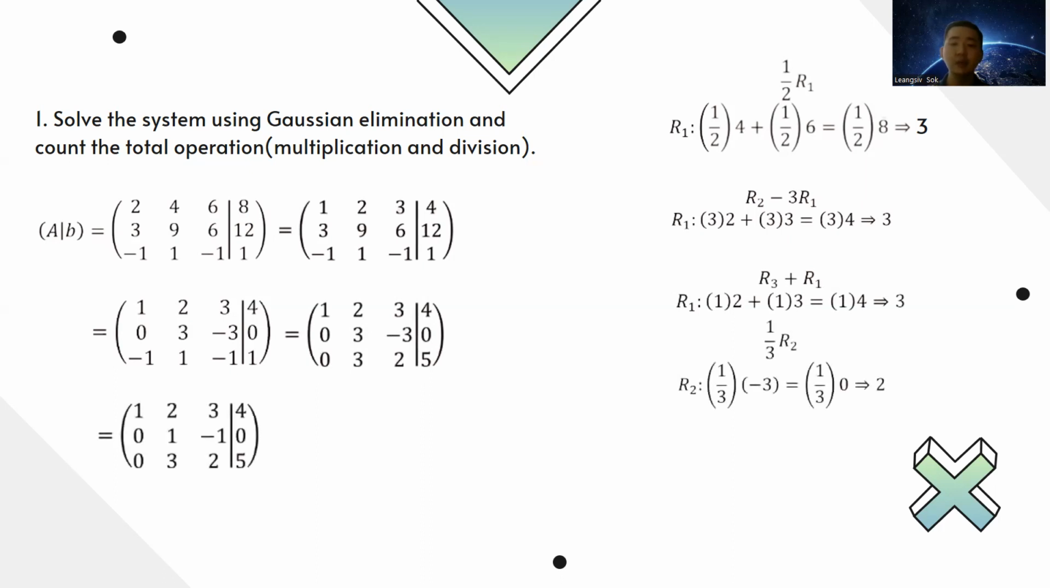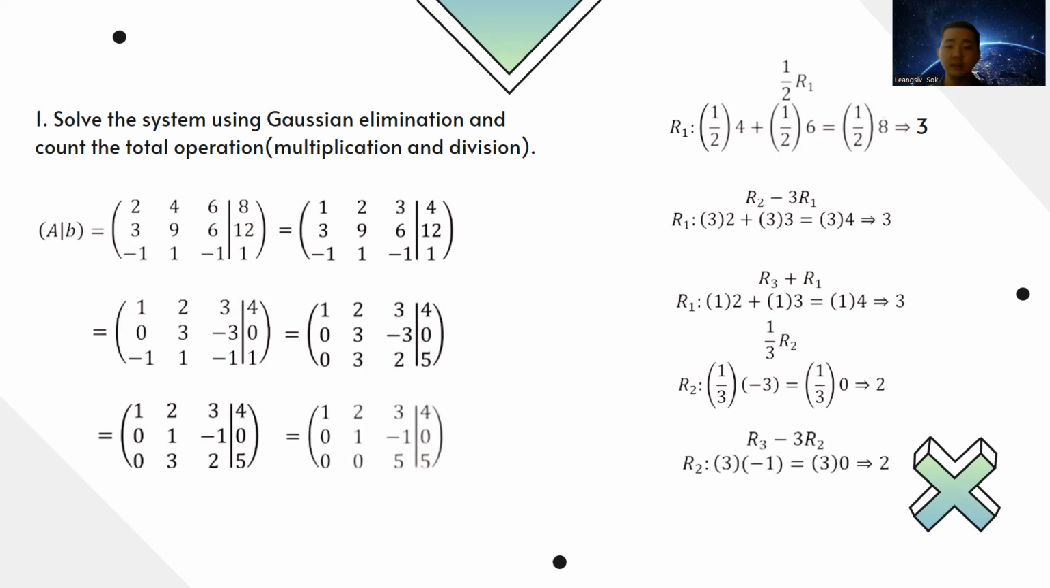And the next step, we use row 2 times 1 and divide by 3. This time there are only 2 operations, because the first column of the second row is 0, so we don't do it. And the second column of the second row is a pivot, so we also don't do it. We only do the third column and fourth column of the second row, which means minus 3 and 0. We take that times 1 divided by 3. So in this line, there are only 2 operations.